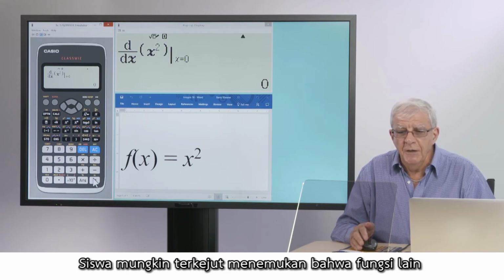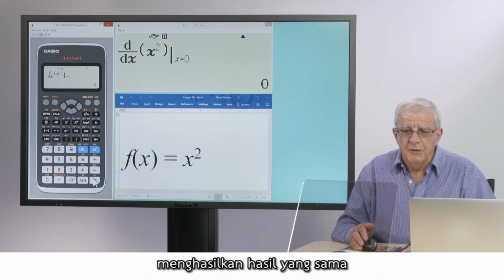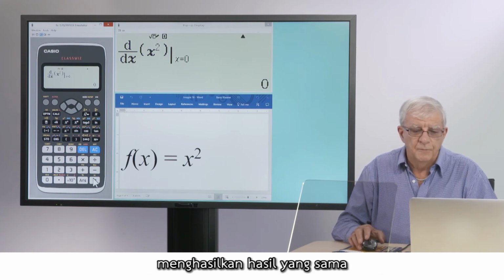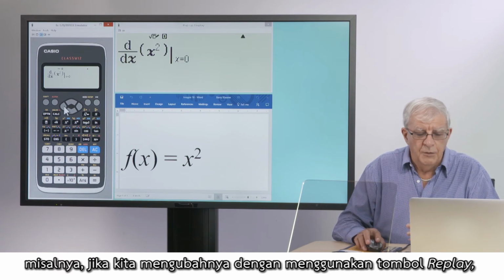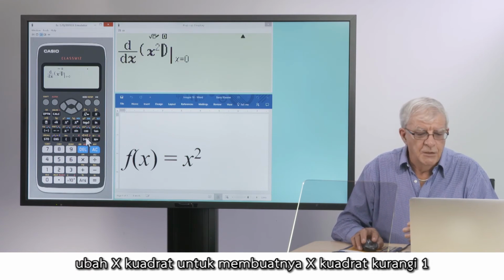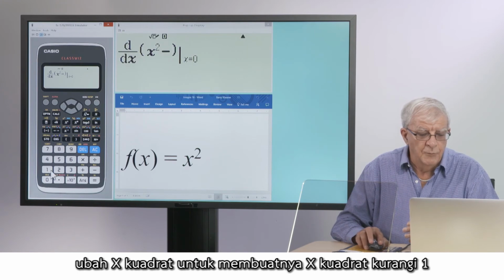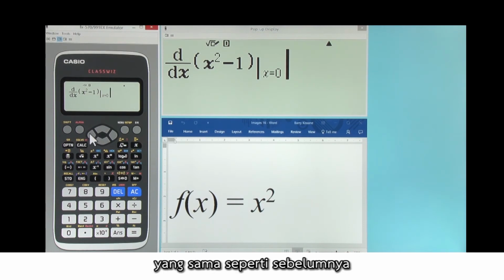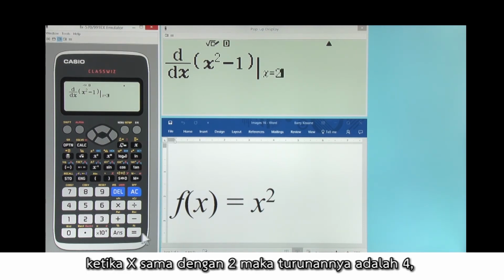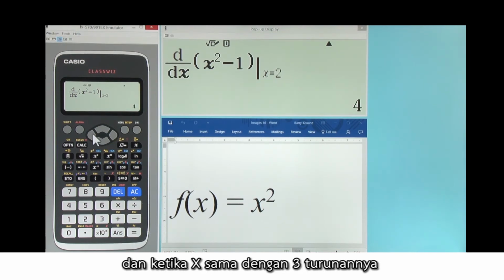Students may be surprised to find that other functions produce the same results. So, for example, if we use the replay key to change x squared to x squared subtract 1, we get the same results for the same values of x as before. When x is 2, then the derivative is 4. And when x is 3, the derivative is 6, although the function is different.